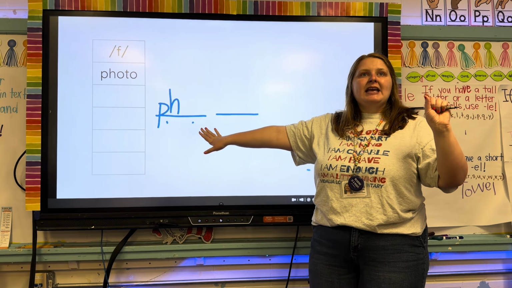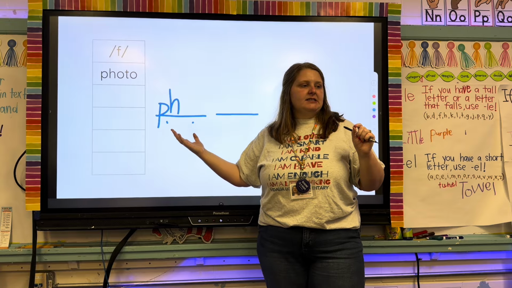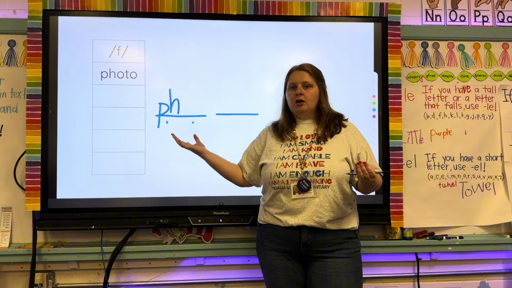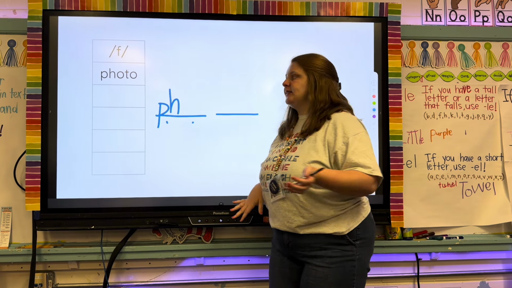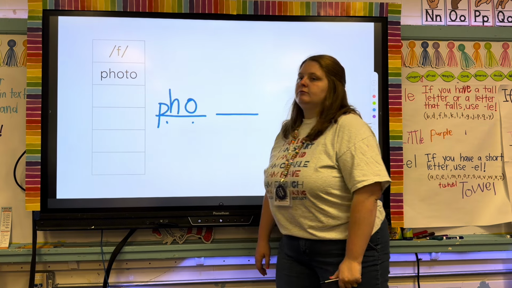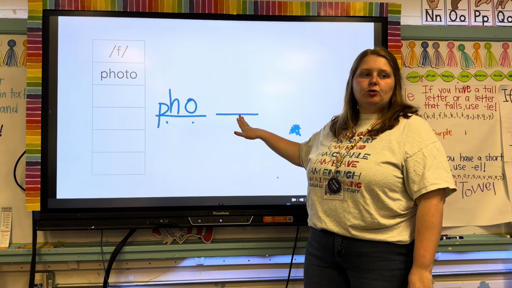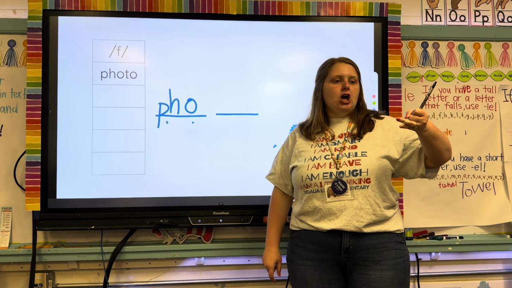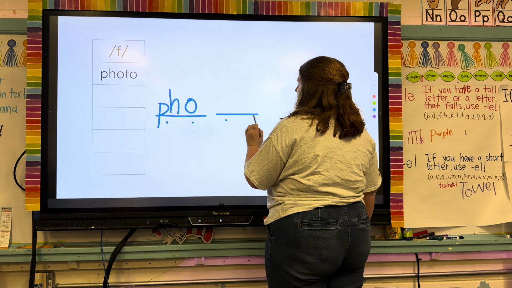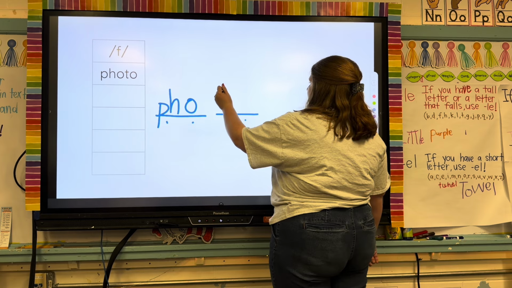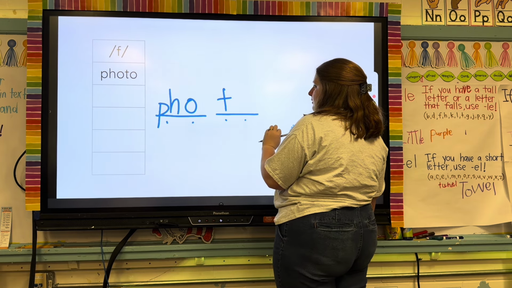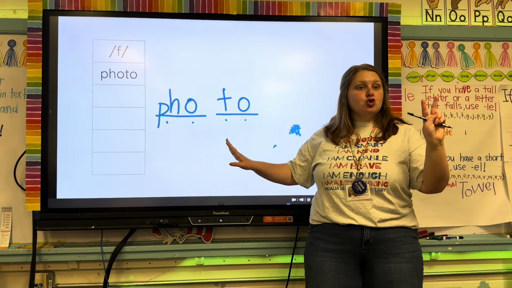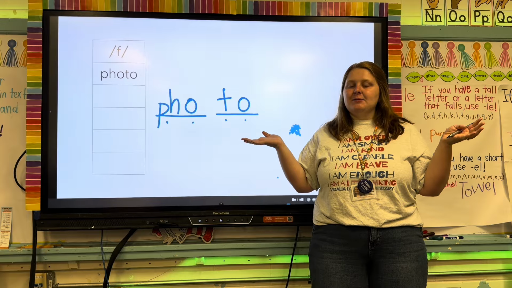O. Now, if O is the last sound in the syllable, do I need another vowel connected to it to make it say its long sound? No, I just need an O, right? What type of syllable is that? An open syllable. What is my second syllable? Toe. Pound it. Toe. How many? 2. How do I spell T? T. And then how am I going to get that O sound here? O. Now, this word is made of 2 open syllables, isn't it?